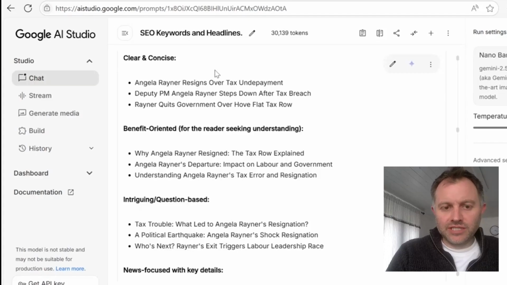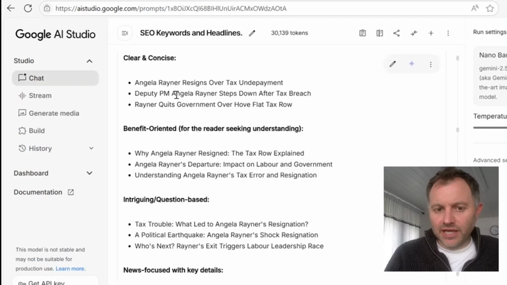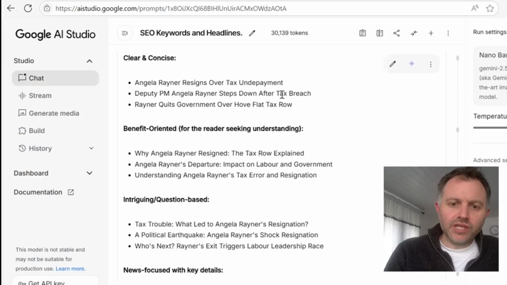So clear and concise is one of the titles that it's given. Angela Rayner, her name is directly in the headlines here, because the fact that she's quite a well-known politician means that that information probably needs to be directly in the headline. And as you can see here, we've got tax underpayment, tax breach, tax row, Hove, because that's where the flat is, the fact that she's resigned, quits the government.